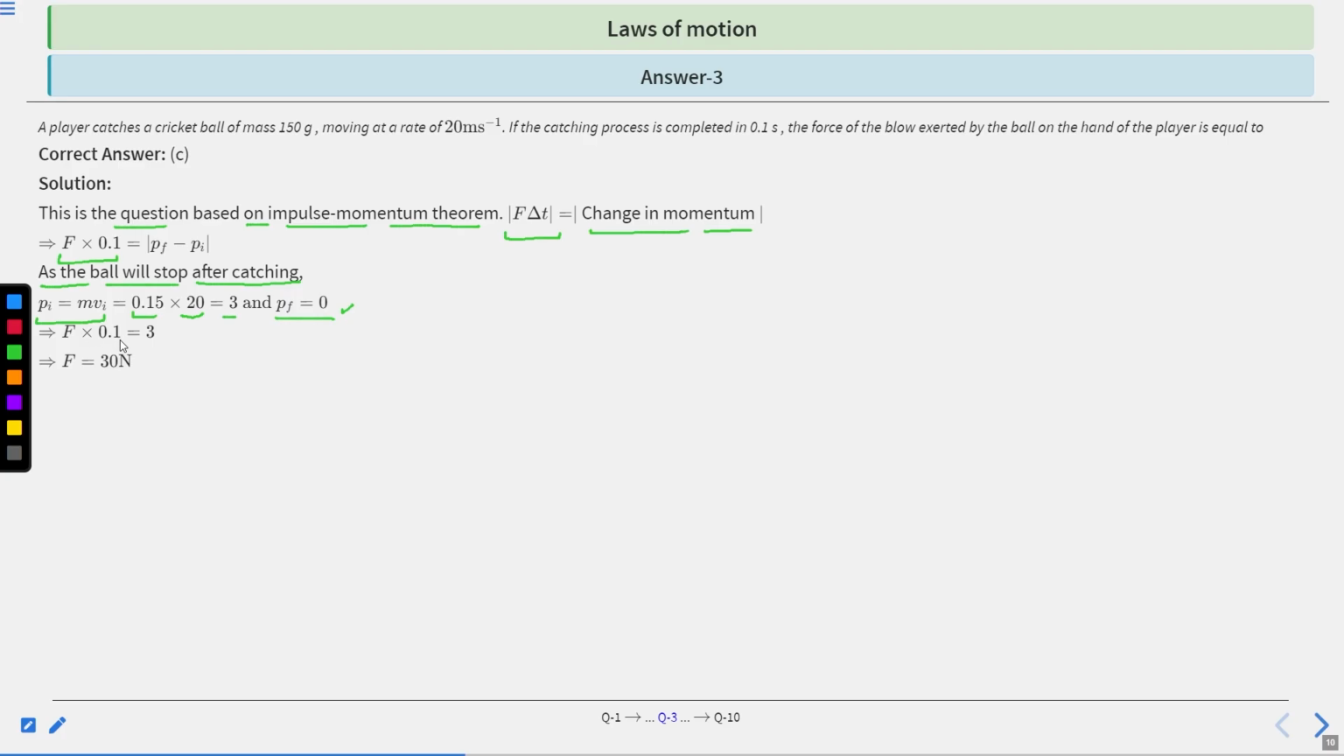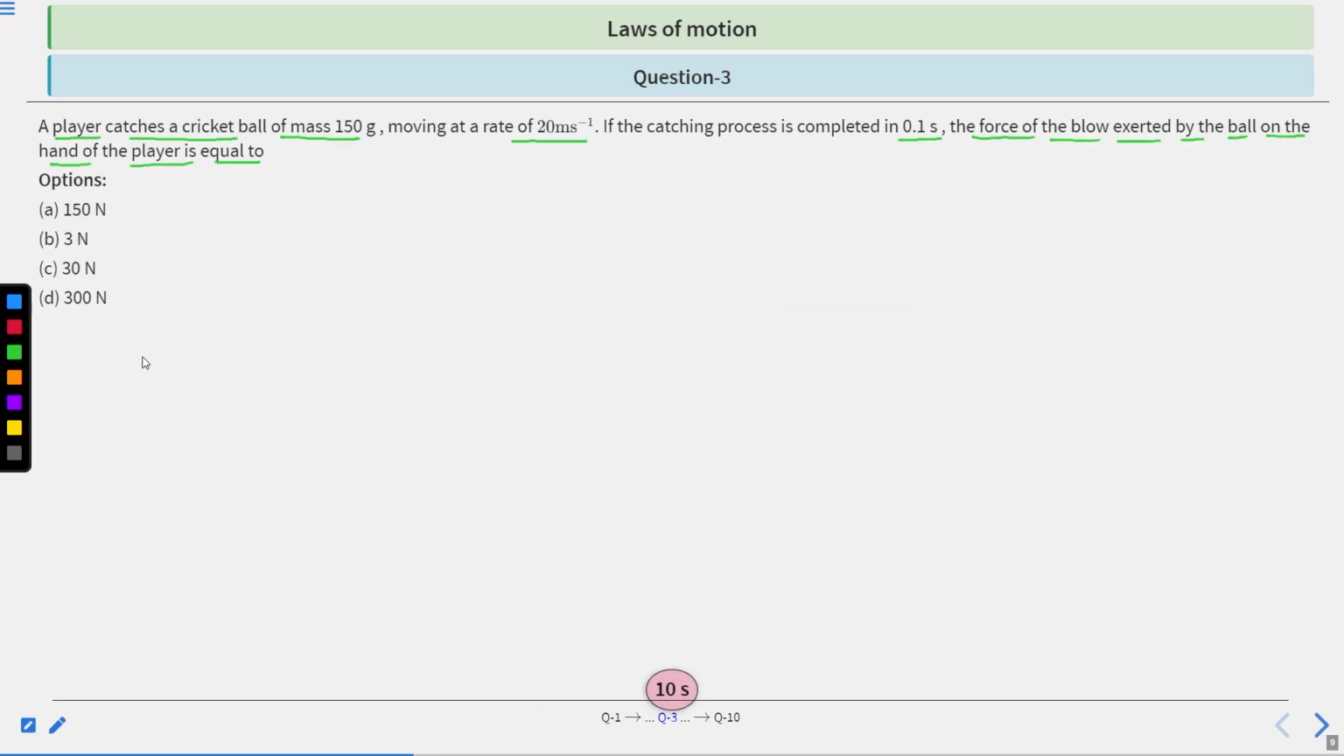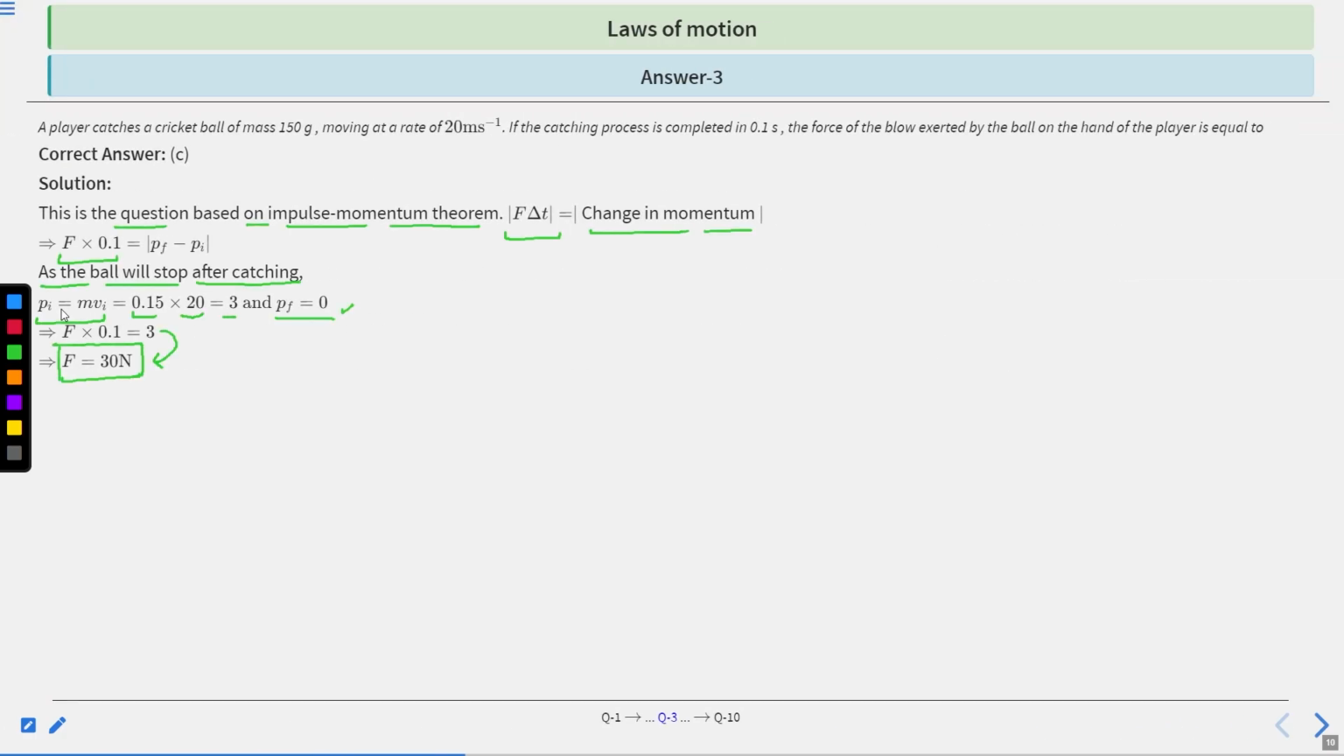is the time. Solving this term, the force will be 30 Newton. Clear? 30 Newton. This term F and 0.1 comes below the 3. 3 upon 0.1, then F equal to 30 Newton. Clear? This is a numerical term only. So the correct answer is C, 30 Newton. Clear? Next question.